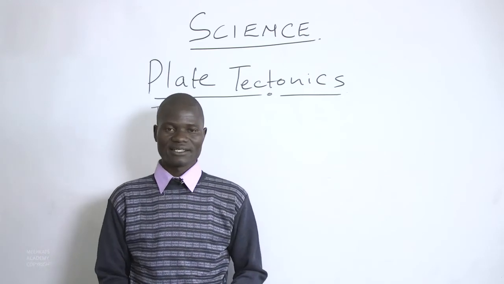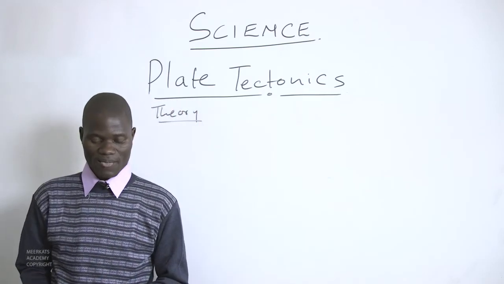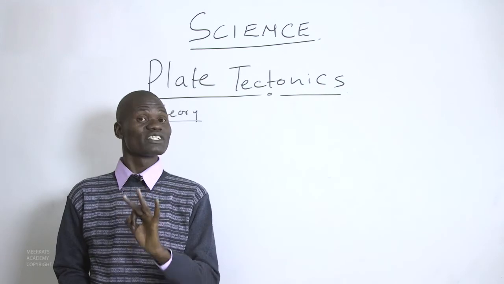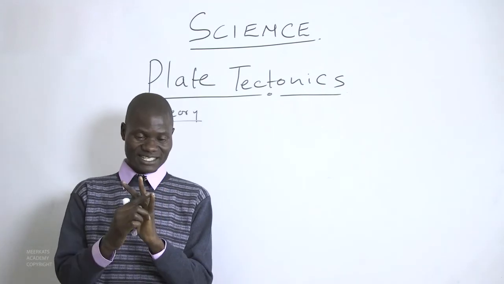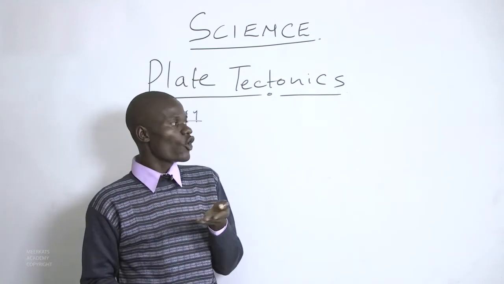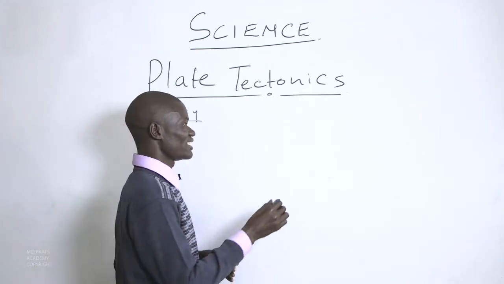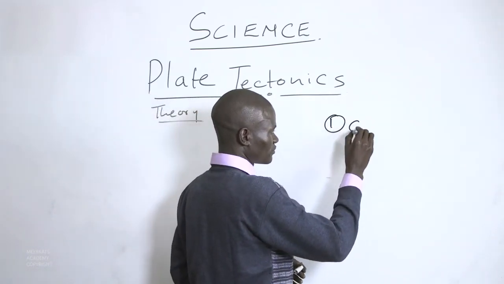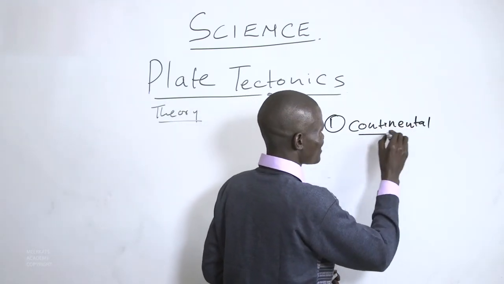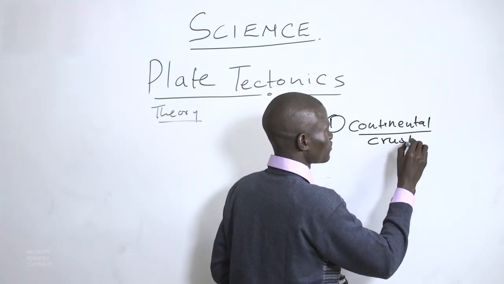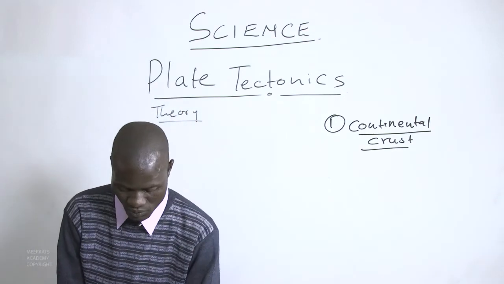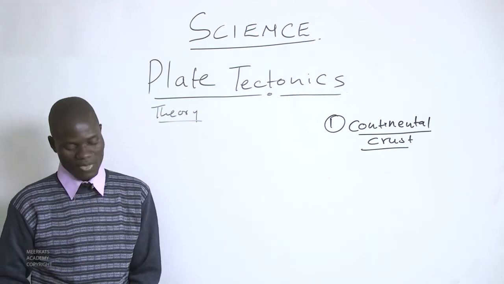After understanding the whole structure of the earth, we now know that the earth is made up of three structures: the crust, the mantle, and the core. But we are basing on the continental crust. That is the first one. We are now looking into the continental crust.